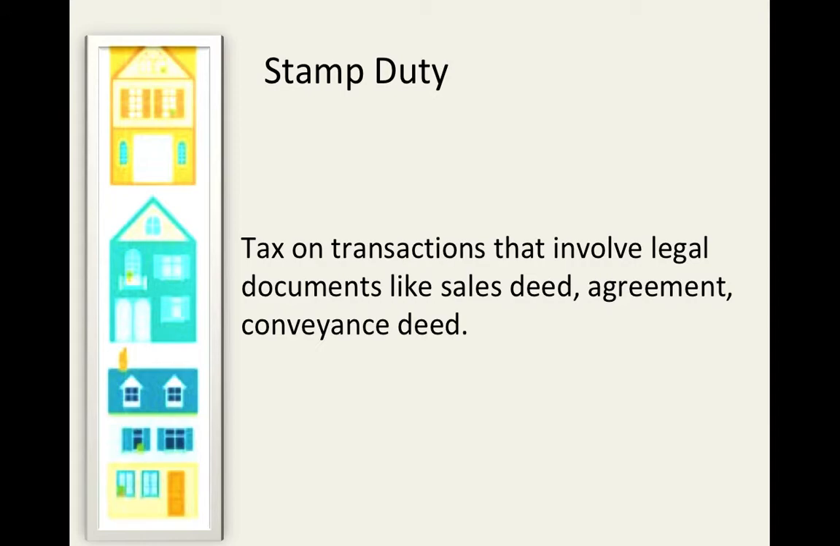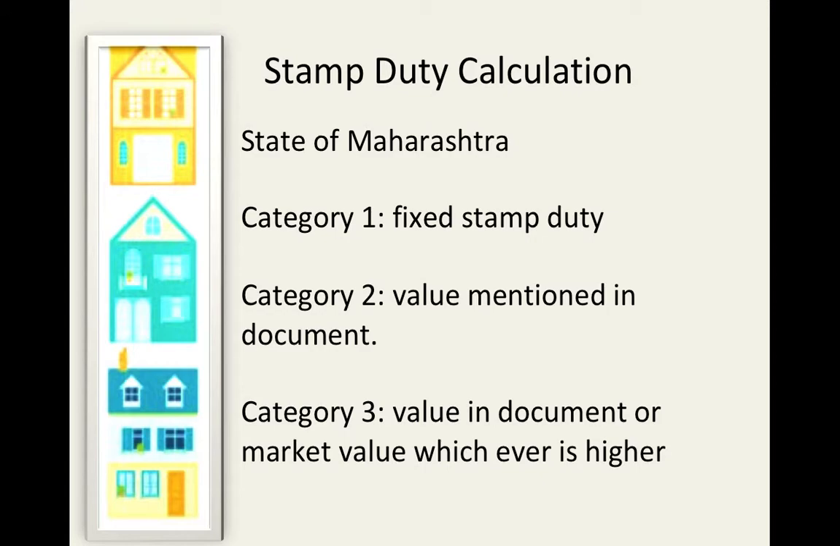How is stamp duty calculated? As we mentioned earlier, each state has a different way of looking at stamp duty and calculation, and we'll take an example of the state of Maharashtra. The state of Maharashtra has three categories for calculating stamp duty. Category 1 would be fixed stamp duty, which would be for documents for divorce, affidavits, adoption deed, memorandum of marriage, power of attorney, indemnity bonds.